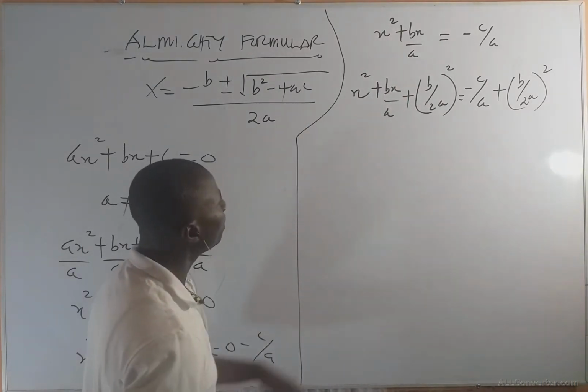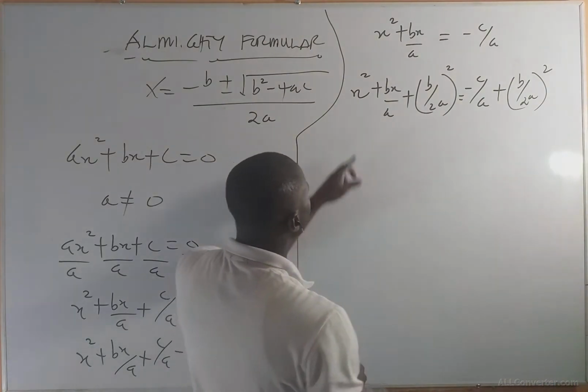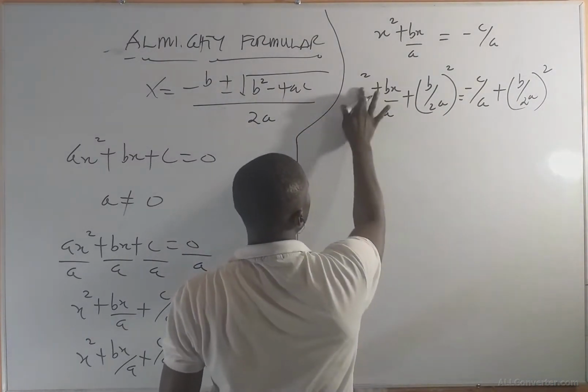Now, by completing the square on the left hand side, here we have x squared.